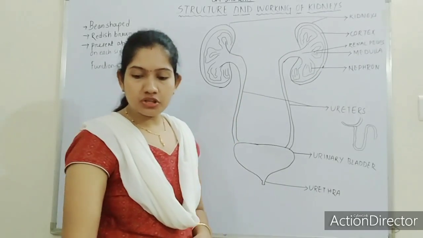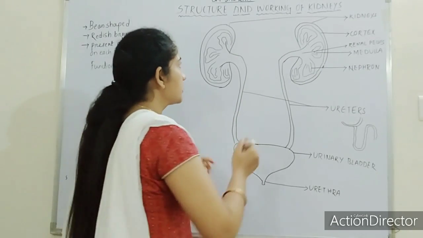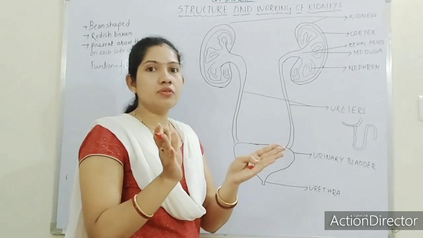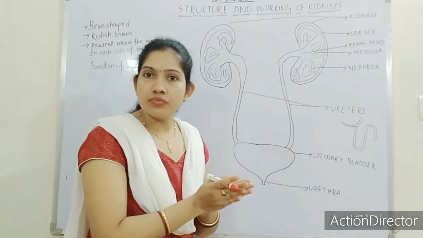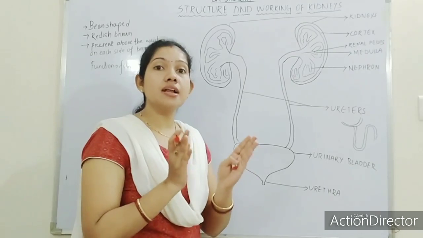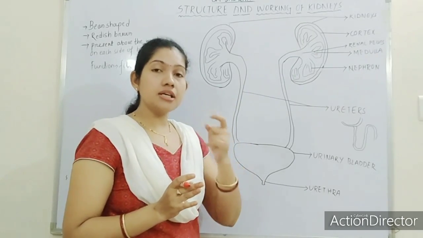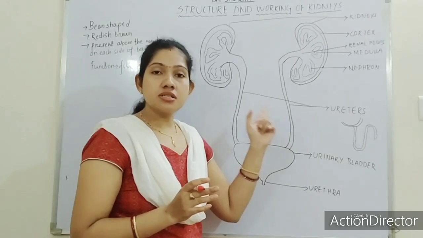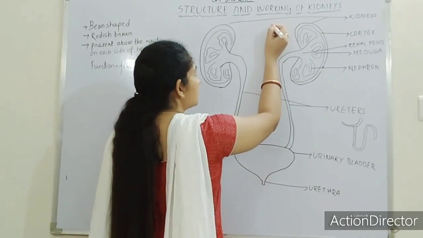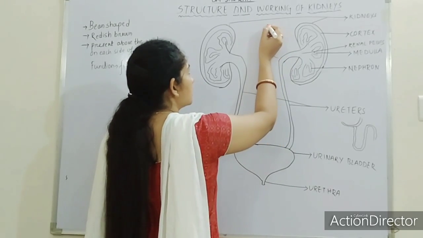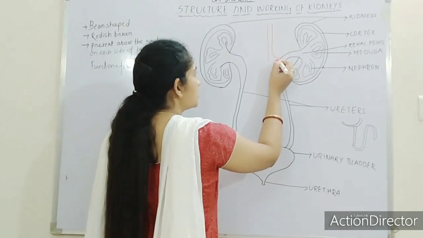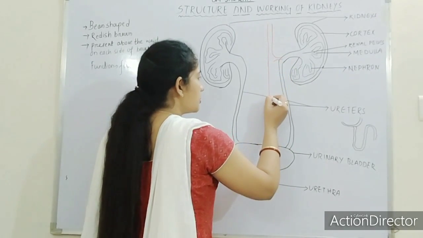Another two most important structures I can show you: artery and vein. The kidneys are also supplied with an artery and a vein. We call that artery the renal artery and that vein the renal vein. The artery which is connected to the kidney is known as the renal artery, and the vein which is connected to the kidney is known as the renal vein. I am drawing the artery in red and the vein in blue so that it will be easy for you to identify.